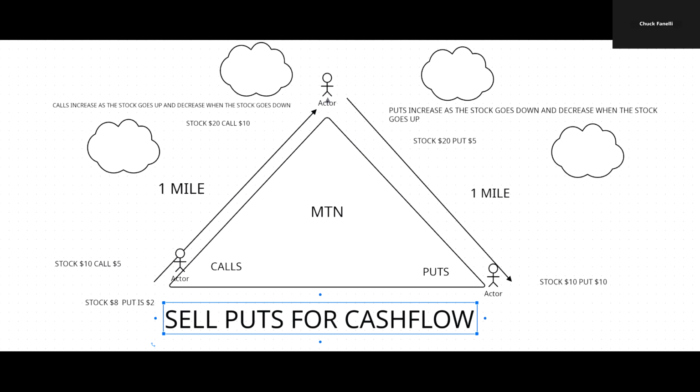You sell the put for $2. The stock goes up or sideways. As long as the stock closes above $8 anywhere on this mountain, you can go up to 20, come back down to 850. If the stock closes on Friday above $8, you keep the $2. And that's cash flow.